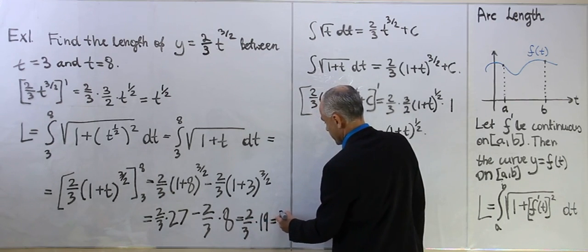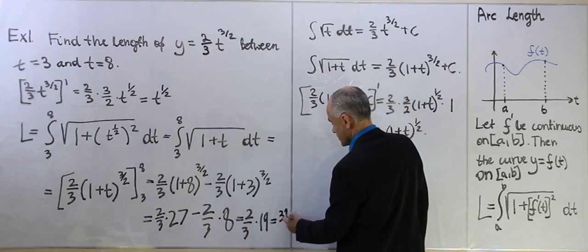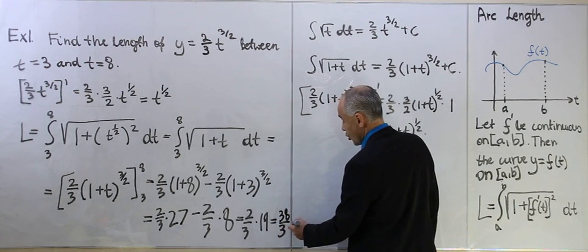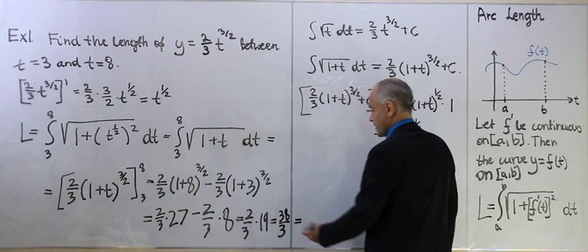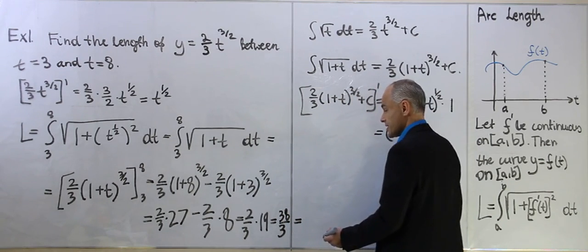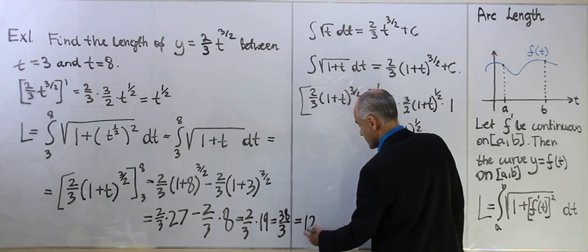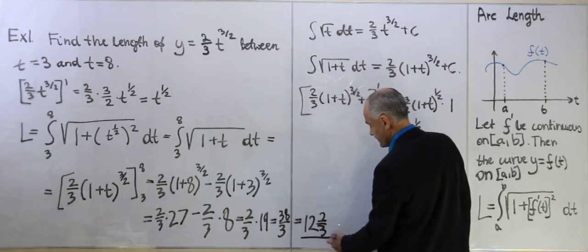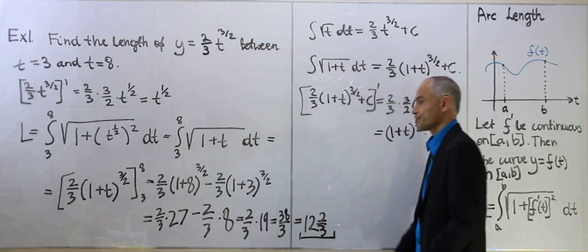So that's 38/3, or 36 divided by 3 is 12 and 2/3. So that's the answer.